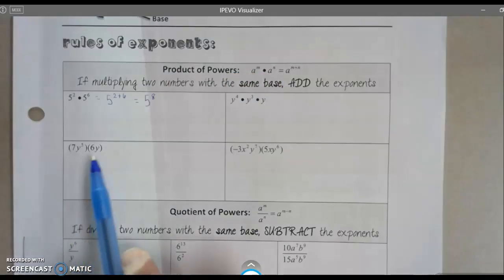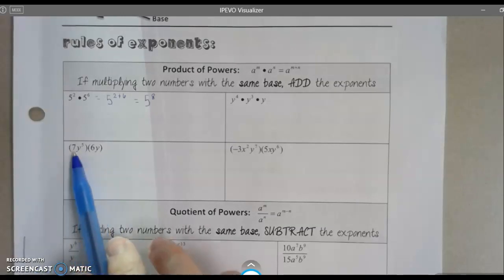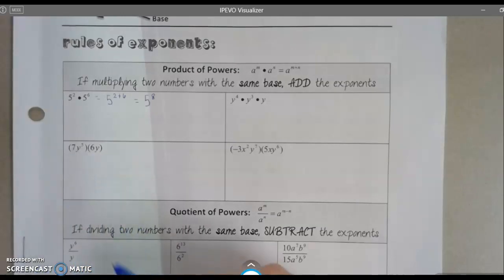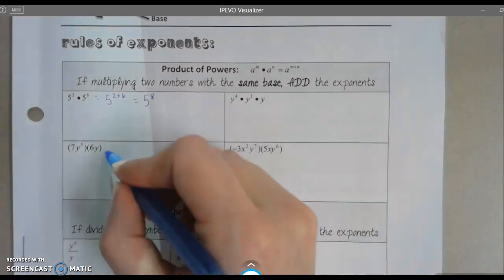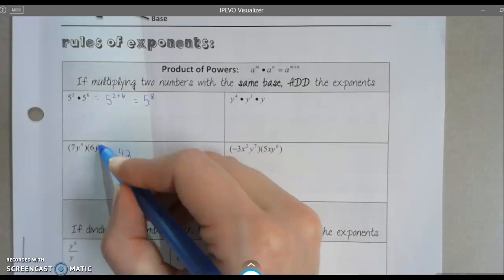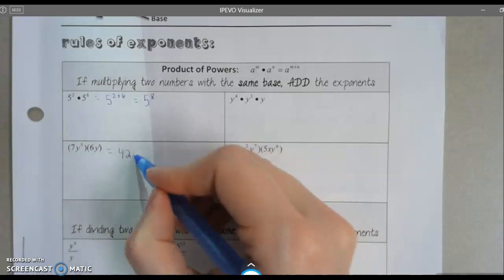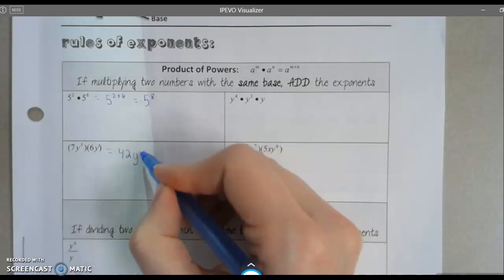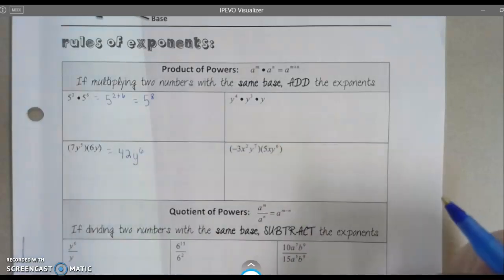The same works for letters. Now, if we have 7 times 6, those are not like bases, so we're just going to multiply those numbers and get 42. But y to the 5th and y to the 1st are like bases, so we will add 5 plus 1 and get y to the 6th.